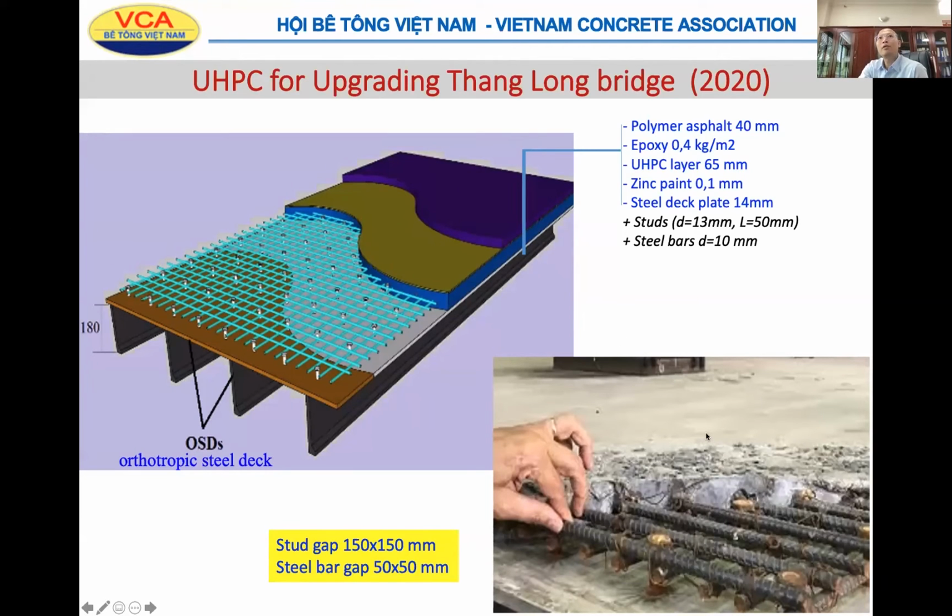For strengthening, we use the stain bar, and we start the studs with a gap of 150 millimeters and stain bar gap of 50 millimeters, and we use UHPC for this layer, and then a polymer asphalt layer on the top, 40 millimeters.